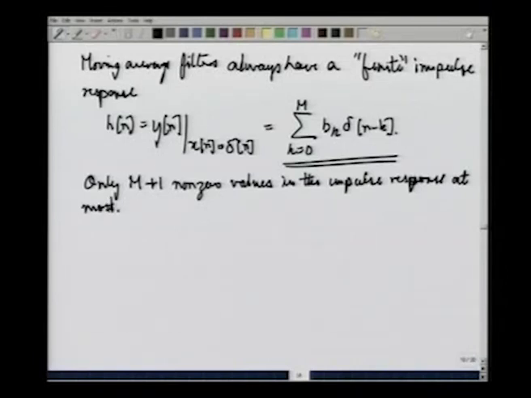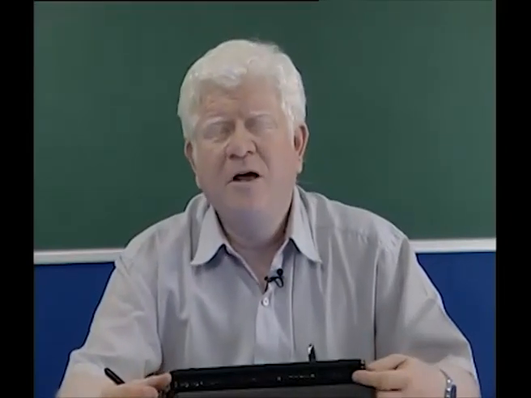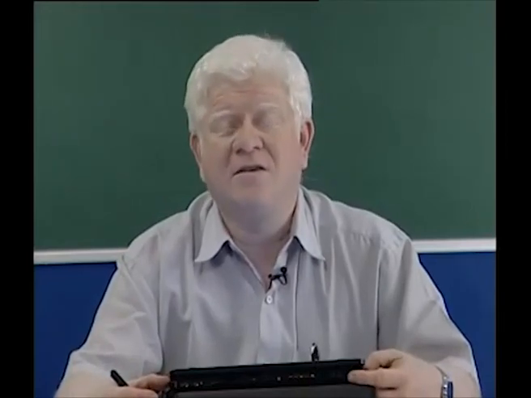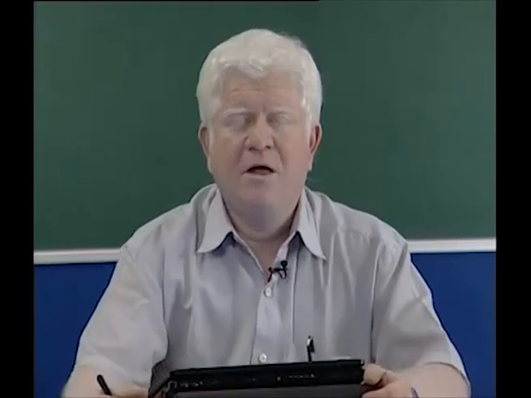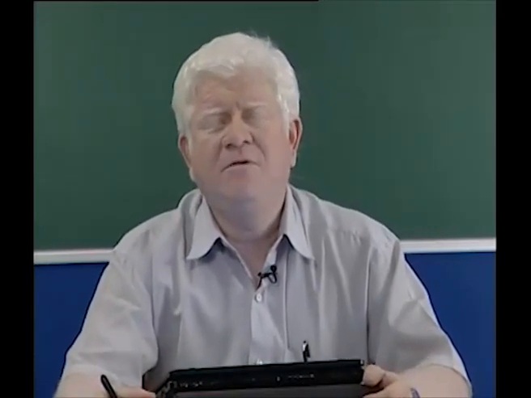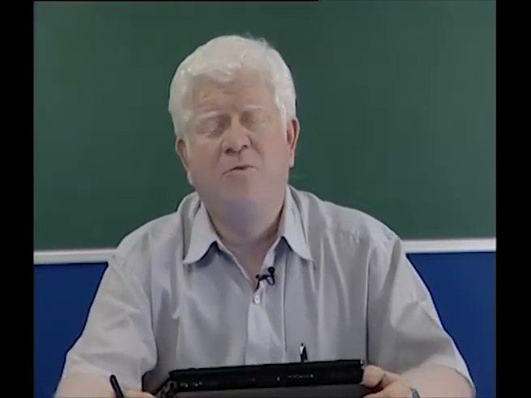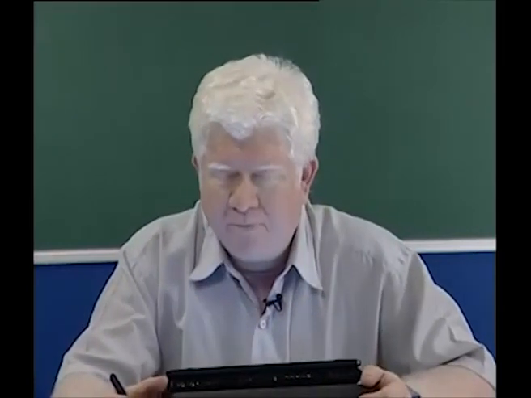It could have less than m non-zero values if any of the bk's is 0 for k less than m. Then it would still be called an mth order filter, because there are m delay blocks in the circuit in the diagram. But it could have a smaller number of non-zero values. All right.